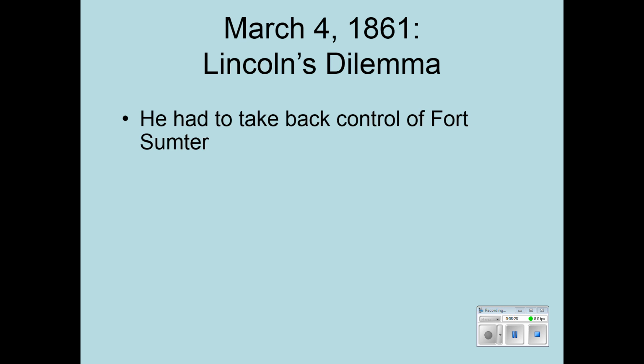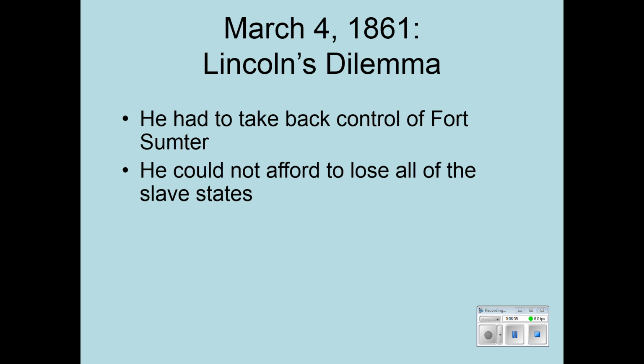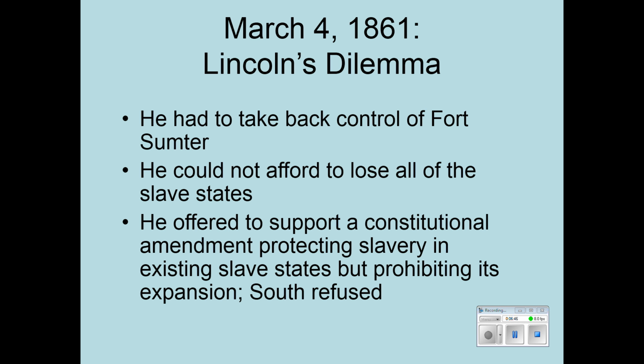When he was inaugurated, he was faced with a very difficult problem. He had to take back control of Fort Sumter. He did not feel that he could afford to lose all of the slave states, however. So he even offered in his inaugural address to support a constitutional amendment that would do 2 things. It would protect slavery where it existed already, but it would ban its use elsewhere. The South refused. They were not about to trust Lincoln, to say the least.